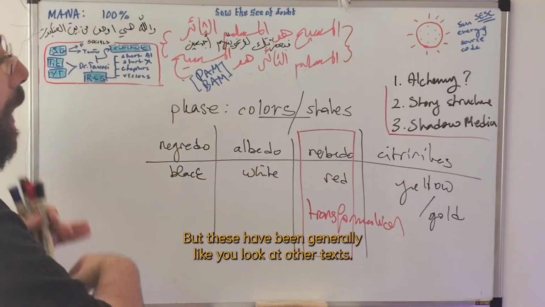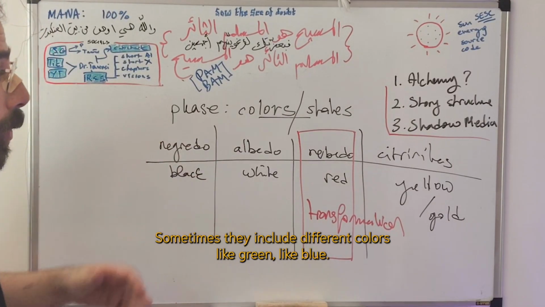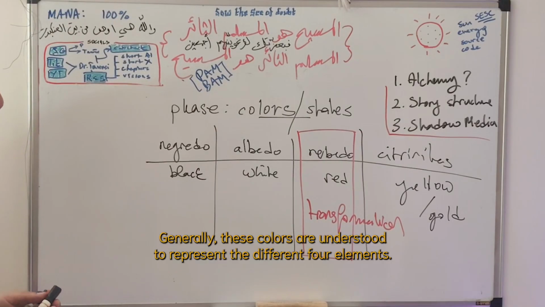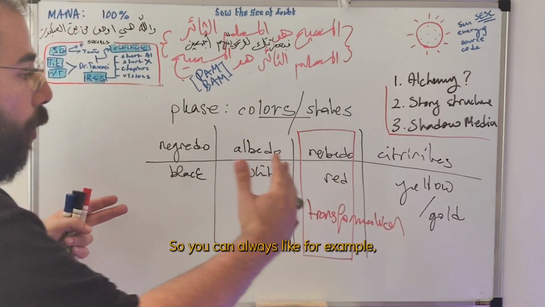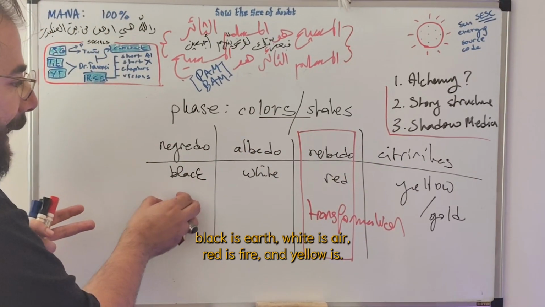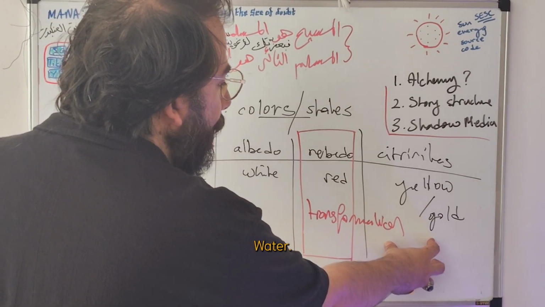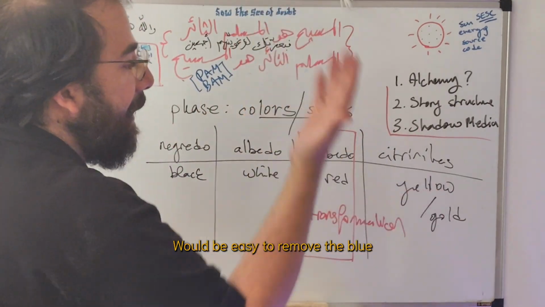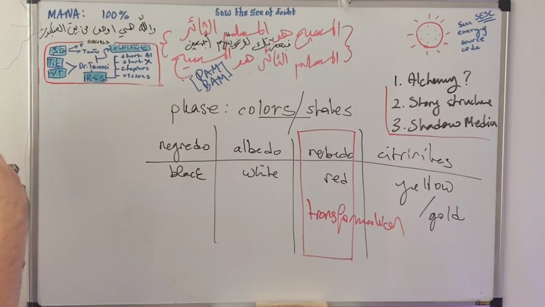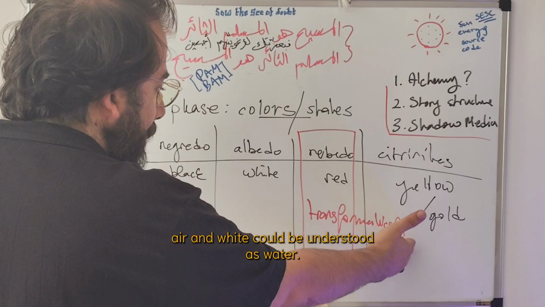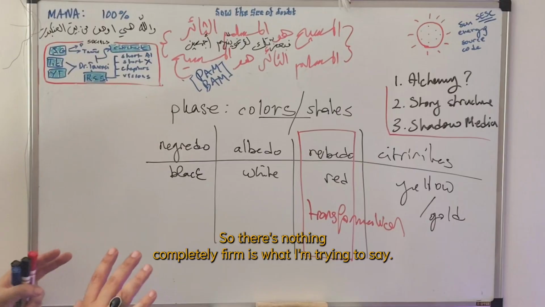There are many other texts that include a fifth phase and sometimes a sixth phase. Sometimes they include different colors like green or blue. Generally, these colors are understood to represent the four elements. For example, black is earth, white is air, red is fire, and yellow is water. It would be easy to remove the yellow and put the blue. For example, gold could be understood as air, and white could be understood as water. So they switch. There's nothing completely firm, is what I'm trying to say.